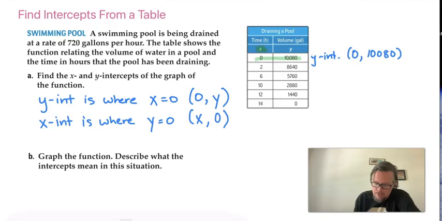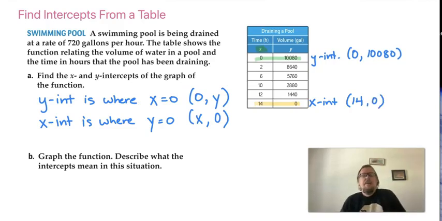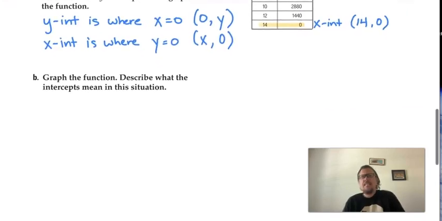And then if you go down to the very bottom row, that's where y equals 0. There's our x-intercept. Our x-intercept is 14, 0. Now our next task is to graph the function.